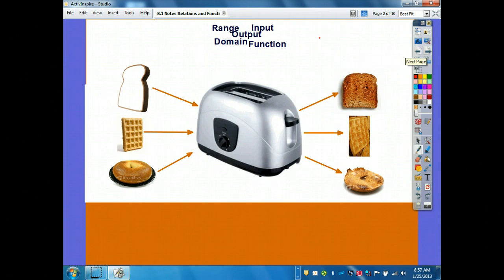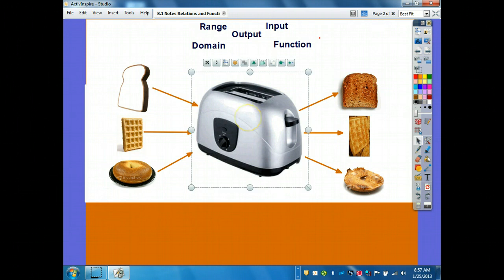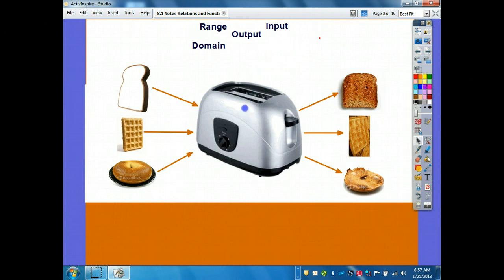Now here's just a little visual. This isn't in your notes, but it gives you an example. Let's move these words around. First of all, what is the toaster itself? What do you think we should drag to the toaster? The toaster is the function. Because what does that toaster do? What's its function? It toasts, right? It heats it up and toasts it.